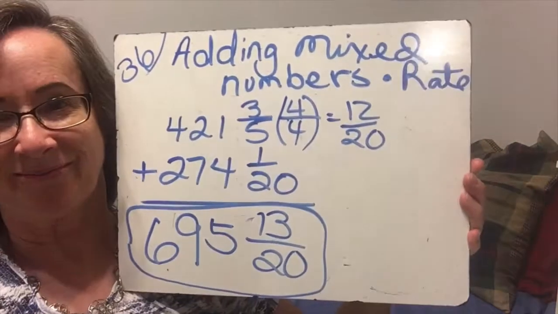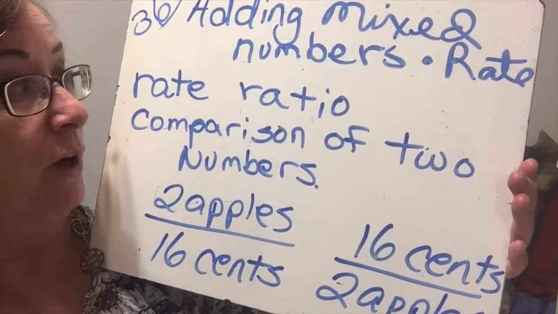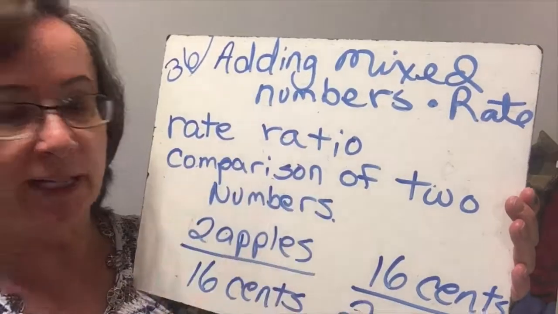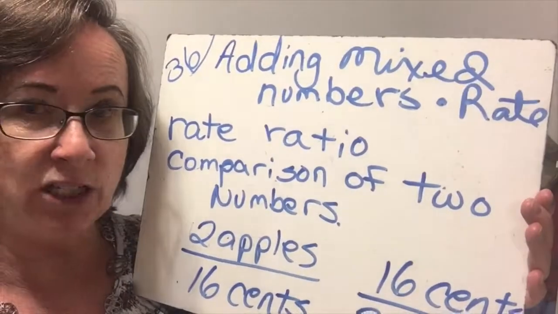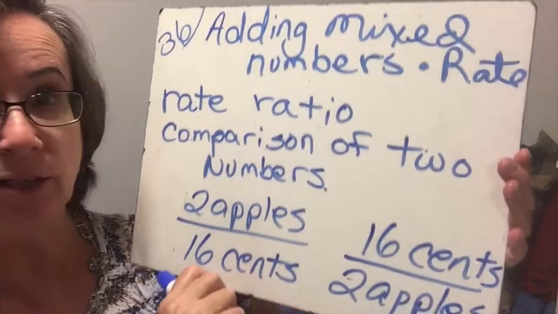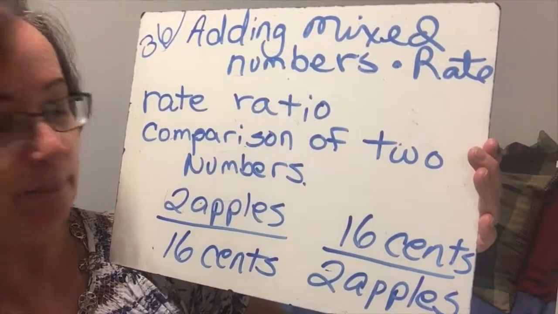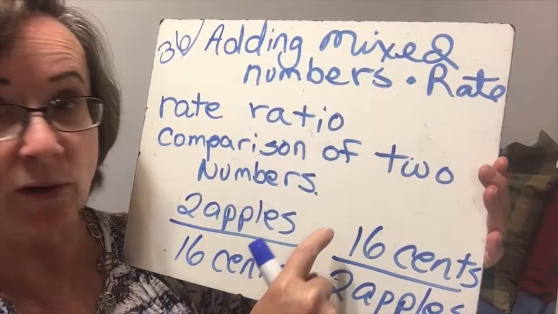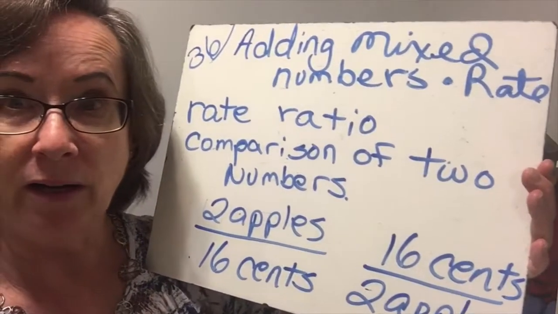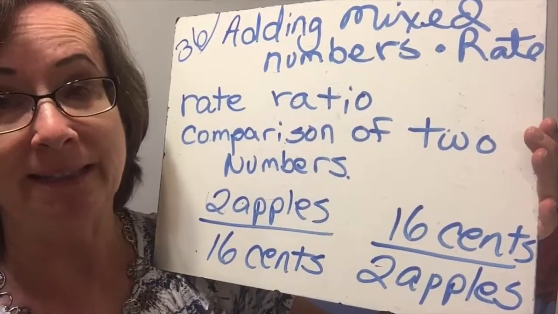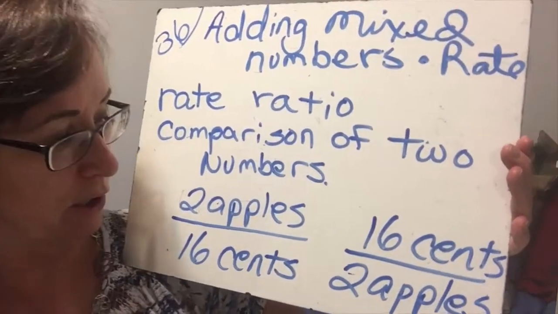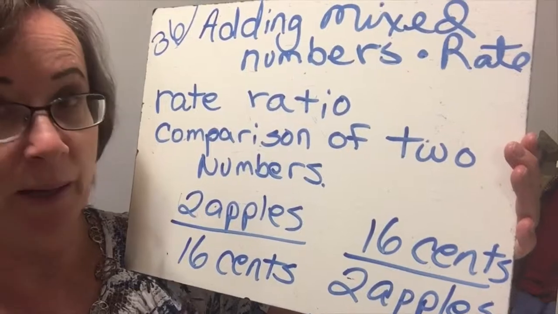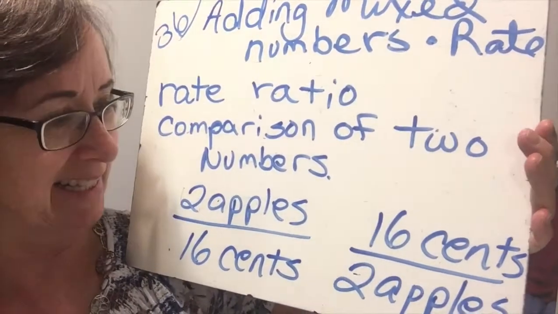Okay, so now we're talking about rates. And a rate is a ratio. And a ratio is a comparison of two numbers. And an example would be 2 apples for 16 cents or 16 cents for 2 apples. They both mean the same. You're going to purchase 2 apples for 16 cents. Okay, or maybe sell 2 apples for 16 cents.